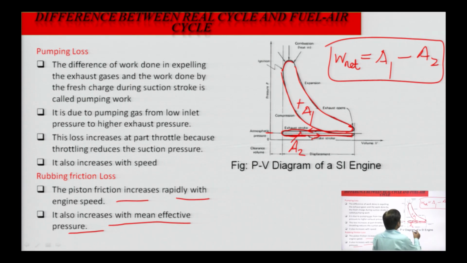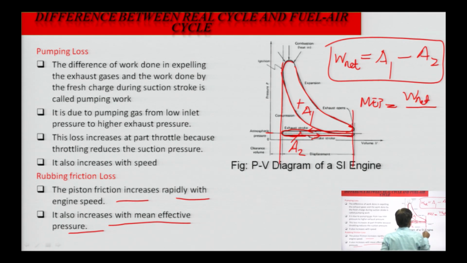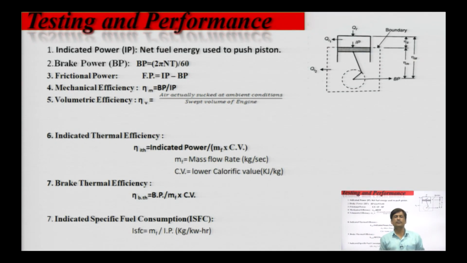What is mean effective pressure? Mean effective pressure is equal to net work, which is evaluated from here, upon V1 minus V2, with the points being 1, 2, 3, 4. So, upon V1 minus V2. So, these were some difference criteria for actual cycle, air standard cycle and fuel air cycle.